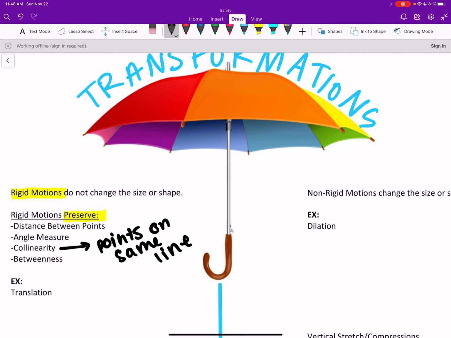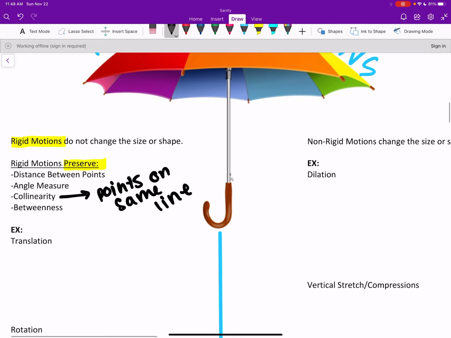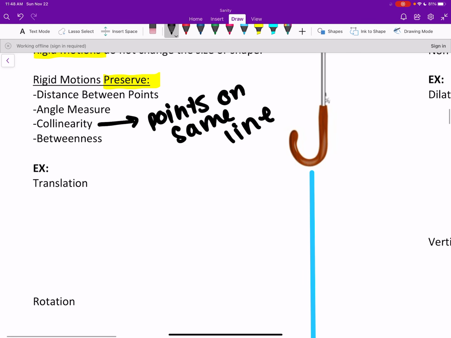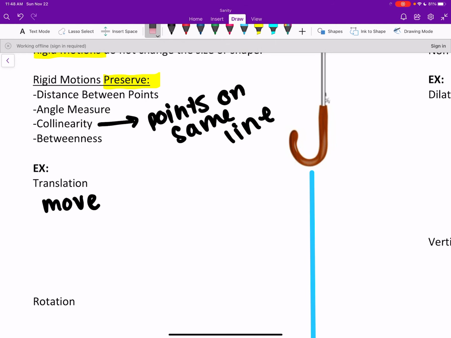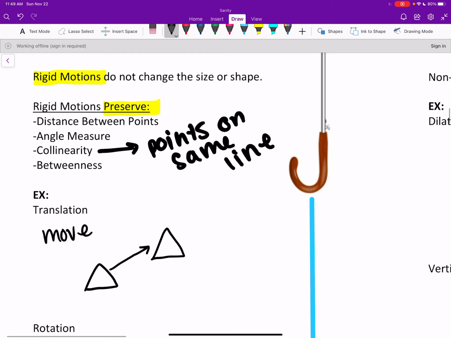All right. Some examples of rigid motions would be translation. So translation just means to move. And we'll get more exact definitions of these later, but I just wanted to define a little bit what they are. An example of that would be, here is a triangle. If I take that triangle and I move it this direction 8 units, it's still going to be the same triangle. It didn't change the size or shape of my figure. It just moved around a little bit.